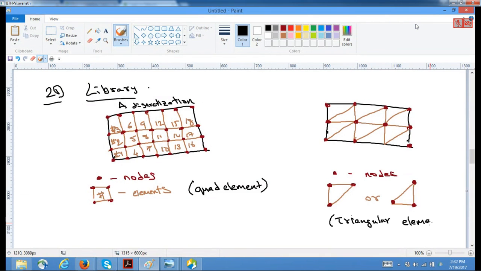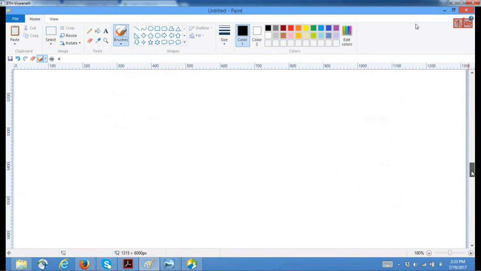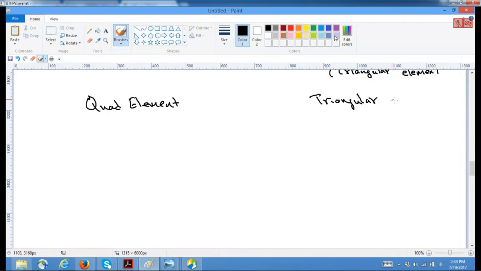Just like in 2D and 3D, now I will try to develop for this a quad element and a triangular element in a separate fashion. So from here onwards, let's see this one, quad element.